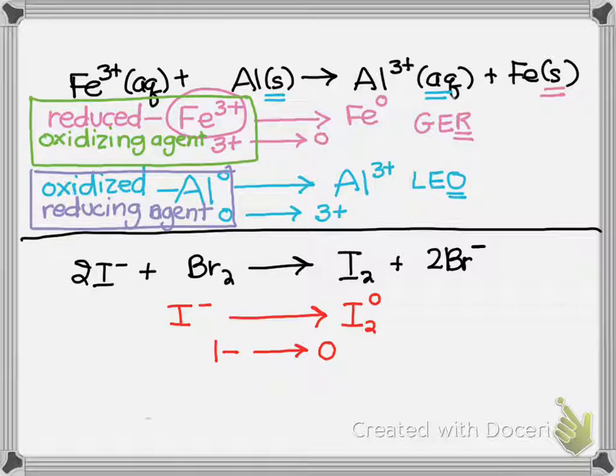So it's becoming more positive. It's getting from a negative number all the way to 0. So that's getting more positive. To get more positive means we're losing electrons. So the loss of electrons is oxidation. So iodine is oxidized.